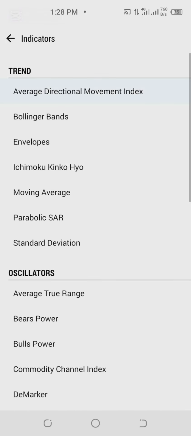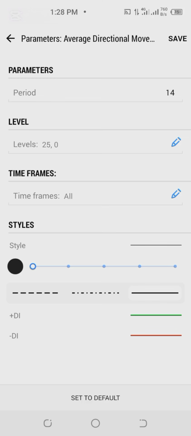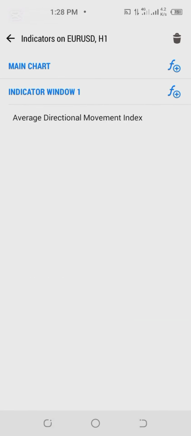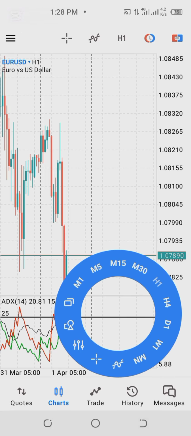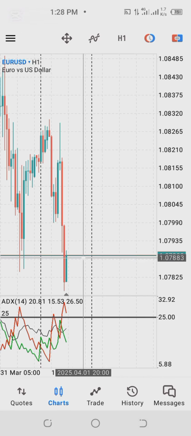Yeah, so this is the ADX. Now we're going to be working with the different parameters: period 14, levels 25 and 0. Then yeah, that's basically that. So you click on add to the chart, and this is our average directional index you have there. A very beautiful indicator.